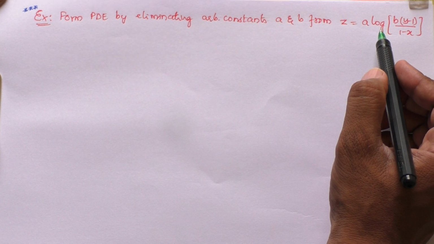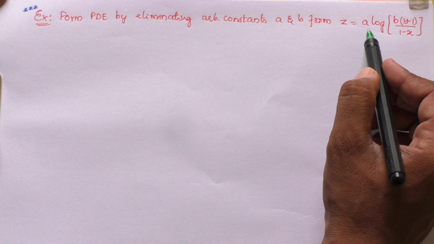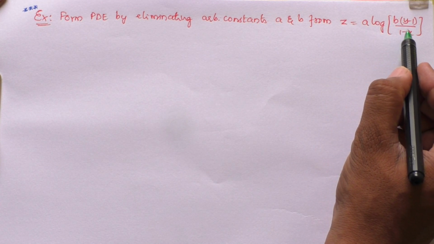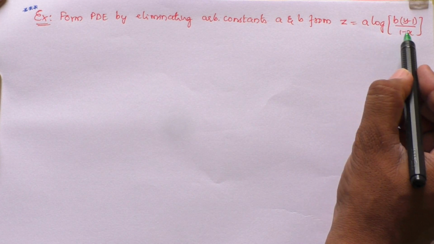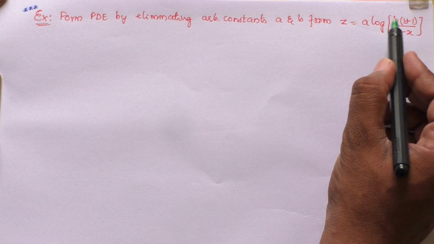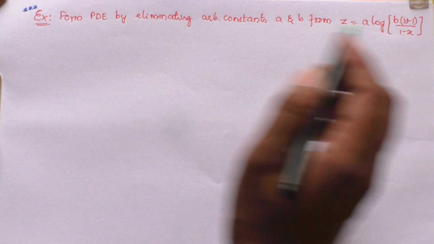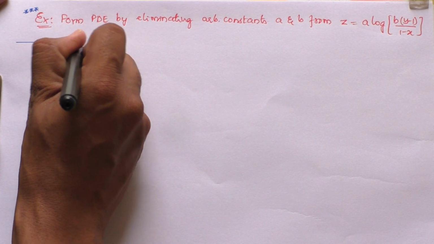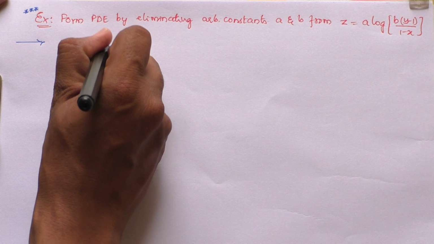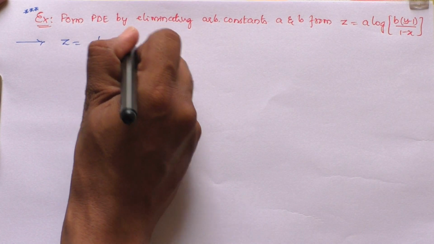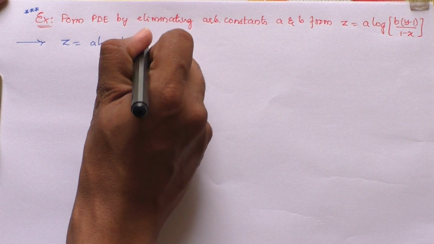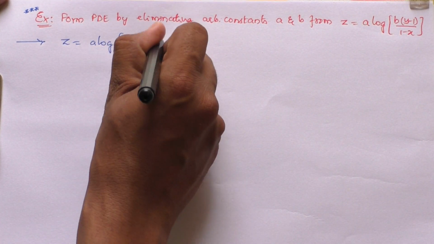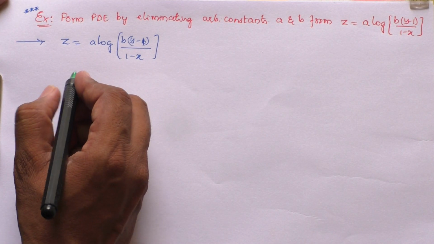So we need to eliminate a and b, and we want the PDE, partial differential equation, from this. For that, we need to go for partial differentiation. Z is dependent on x and y, so differentiate z with respect to x and with respect to y partially, and from that you are going to get the PDE. So now consider the expression as it is, z equal to a into log of (b into (y minus 1)) divided by (1 minus x). So this is what the given equation is.